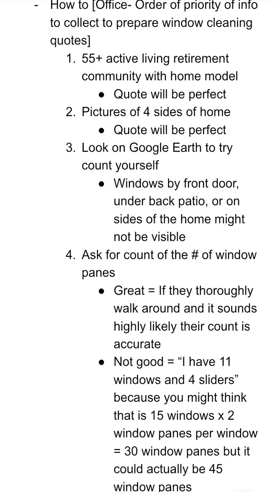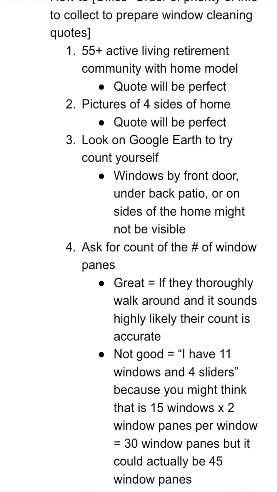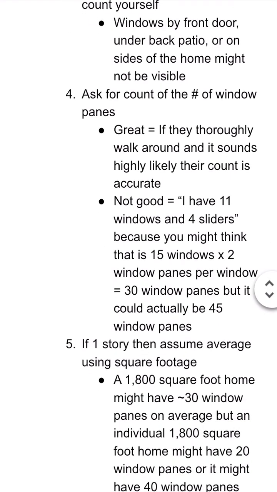Number 4 is ask for the count of the number of window panes. This is a little uncertain because almost always someone is going to underreport the number of window panes. To me, you can get a level of confidence. It's a spectrum: you can be highly confident of their window pane count, or you can be not very confident in their window pane count. It's great if they thoroughly walk around and it sounds like it's highly likely that their count is accurate.